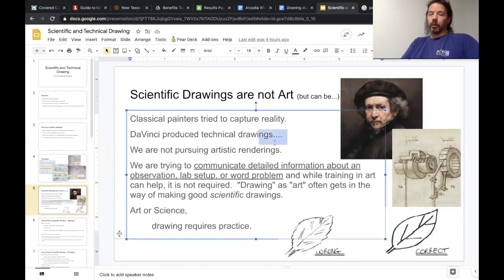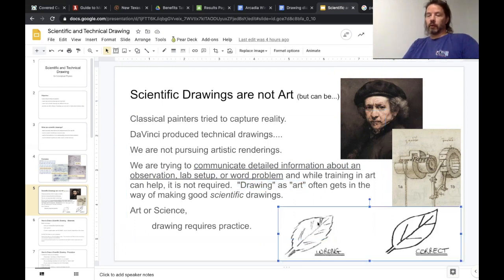Our number one goal, though, and it's difficult when we mention the word drawing to students, is that we are not pursuing artistic renderings. All we are really trying to do is communicate detailed information about an observation, lab setup, or word problem. And the adage goes, a picture is worth 1,000 words. Sometimes it's easier just to explain it by drawing a picture. Now, the problem that we come up to is as soon as someone mentions the word drawing, we start thinking of art and we start mixing the two up.